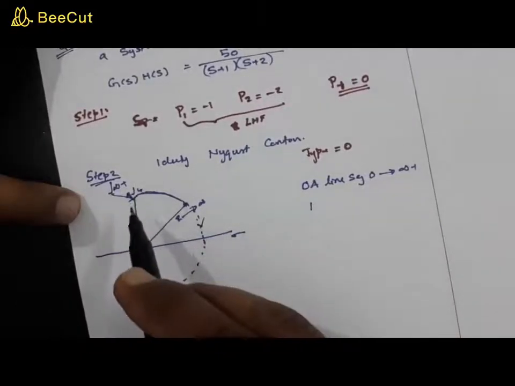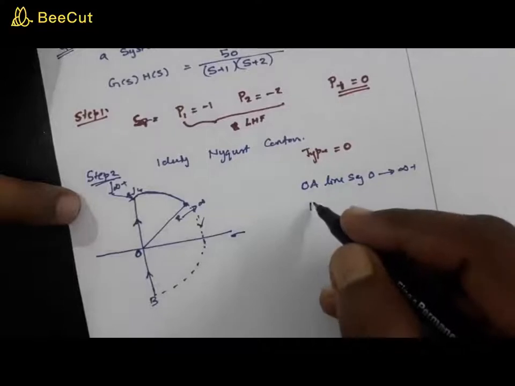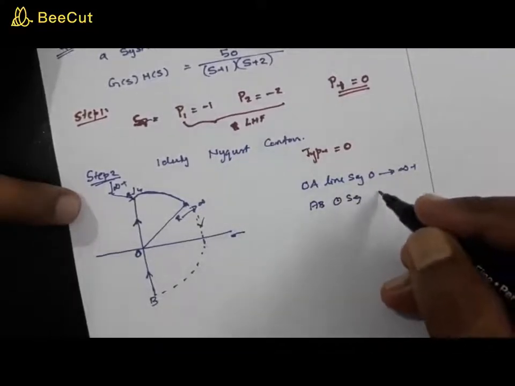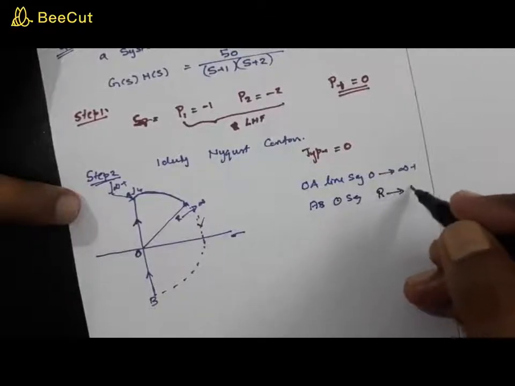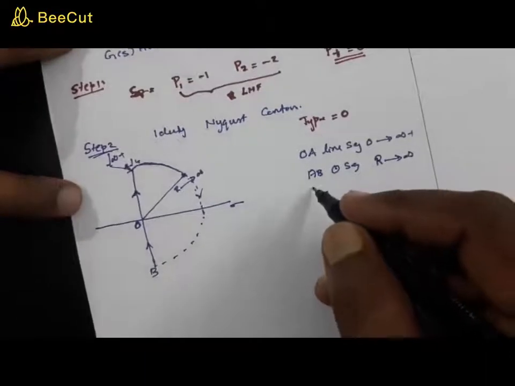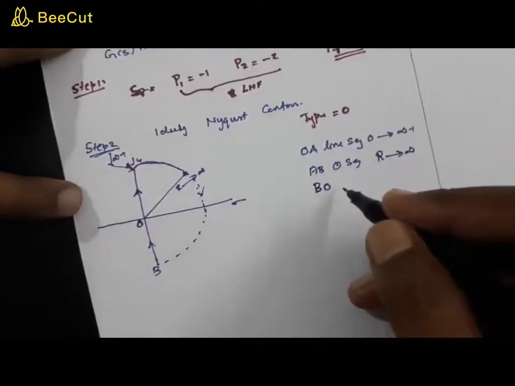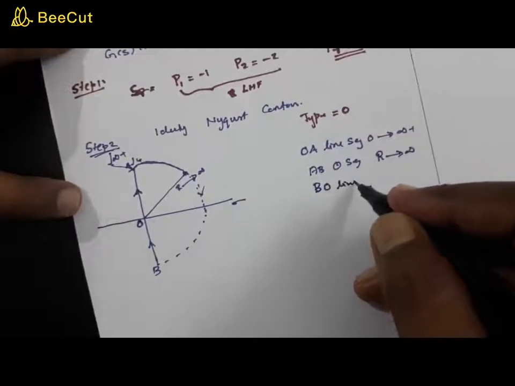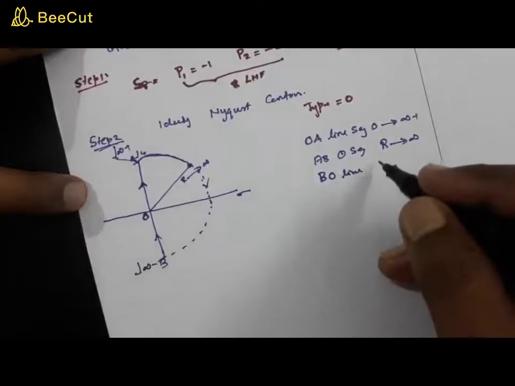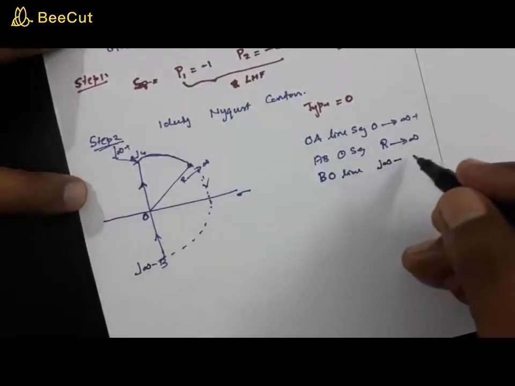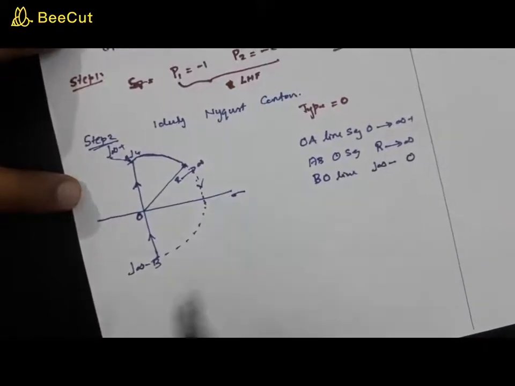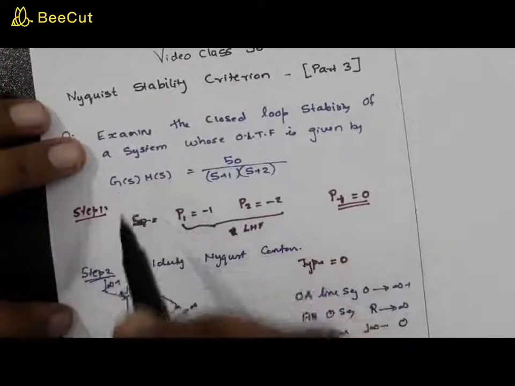So OA is the first line segment, then you have an AB circular segment, with radius tending to infinity, right? So this is a big circle. And then you have a BO, which is again a line segment starting from j infinity minus to 0, right? So these are the three segments that are to be mapped into this plane.